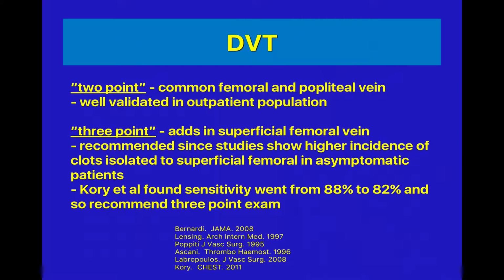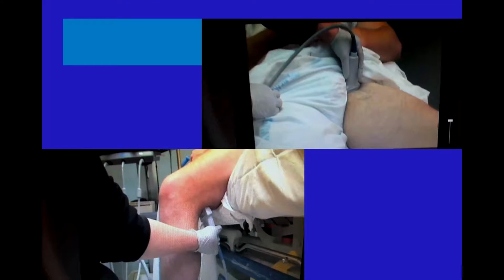So there are a few concepts. One of them is a 2-point DVT exam, which is the common femoral and the popliteal vein, which is well validated in outpatient populations. The one we're going to recommend is 3-point, which adds in the superficial femoral vein. This is recommended since studies show higher incidence of clots isolated to superficial femoral veins in asymptomatic patients. And Corey and others also found sensitivity went from 88% to 82% and recommend a 3-point exam.